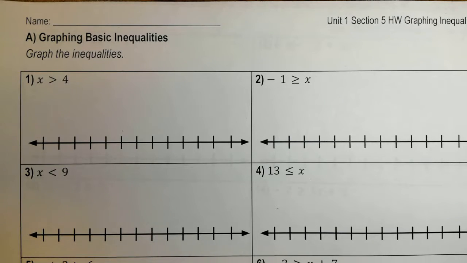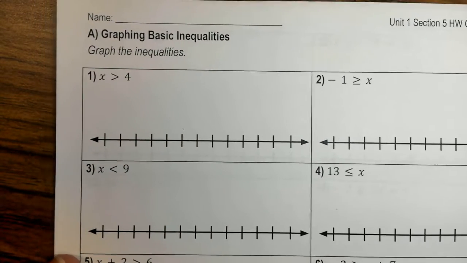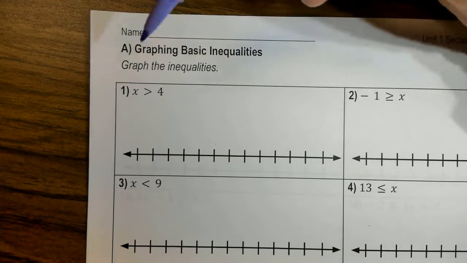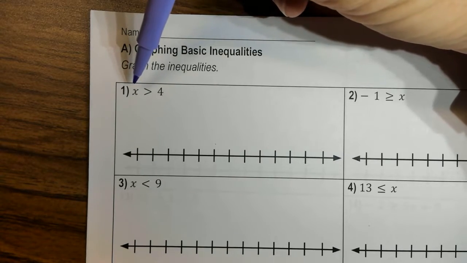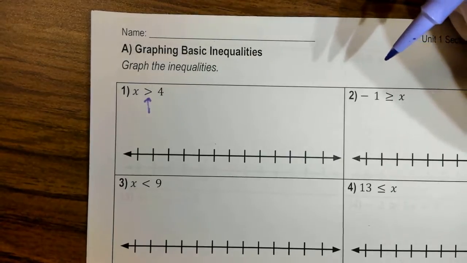Alright, this is Unit 1, Section 5 homework. This is the first page, 1 through 10. Alright, so I'm going to go ahead and start. Number 1, I don't have to solve. It already has x by itself, so it is solved. So I just have to look at this symbol right here.